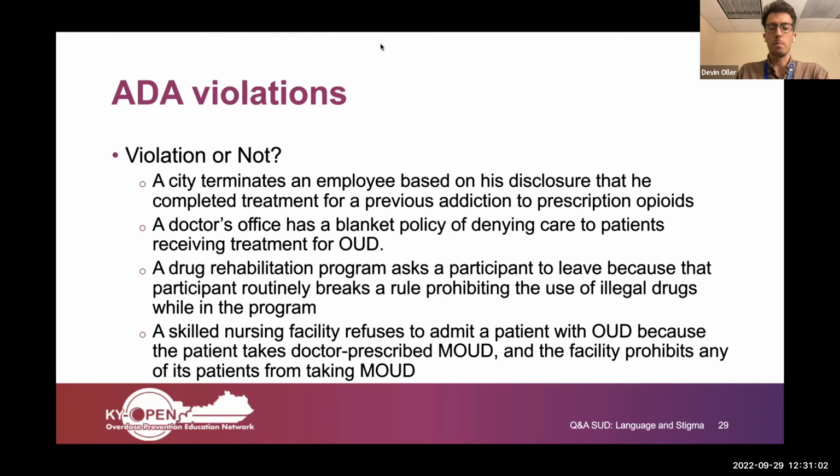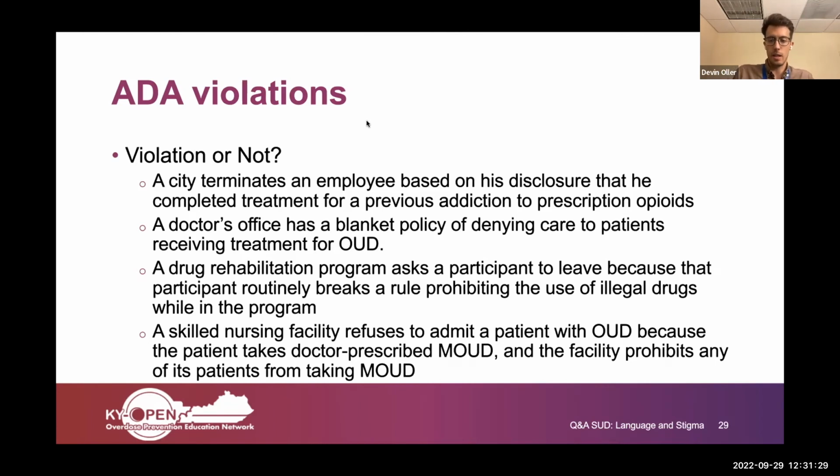And there was a pretty big legal case up in Boston around this, and the skilled nursing facility ended up settling with the client for a fair amount of money for infringing on their ADA rights because they were on buprenorphine and they were refused care at that nursing facility. But again, I think a lot of facilities are less obvious about it.